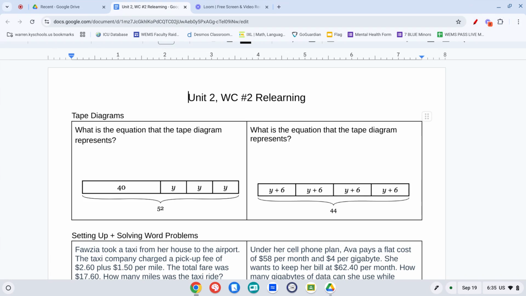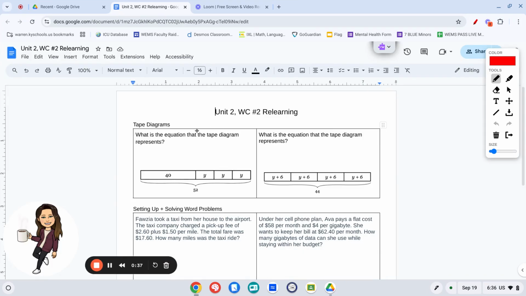So for this first one, I see a 40 and 3 y's, and it equals 52. And if you're like me, I like my variable to go first, so it is okay if you put 3y plus 40 equals 52. I usually put the variable first. Either way, it's the same thing. 3y plus 40, 40 plus 3y, same thing.